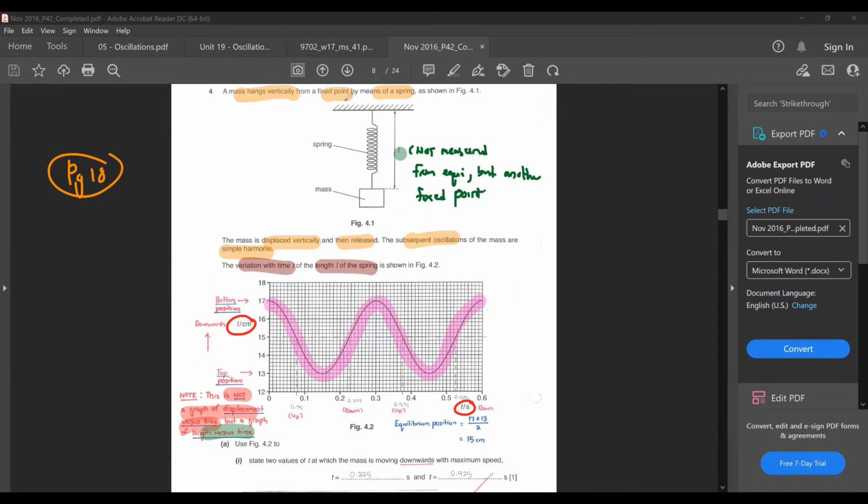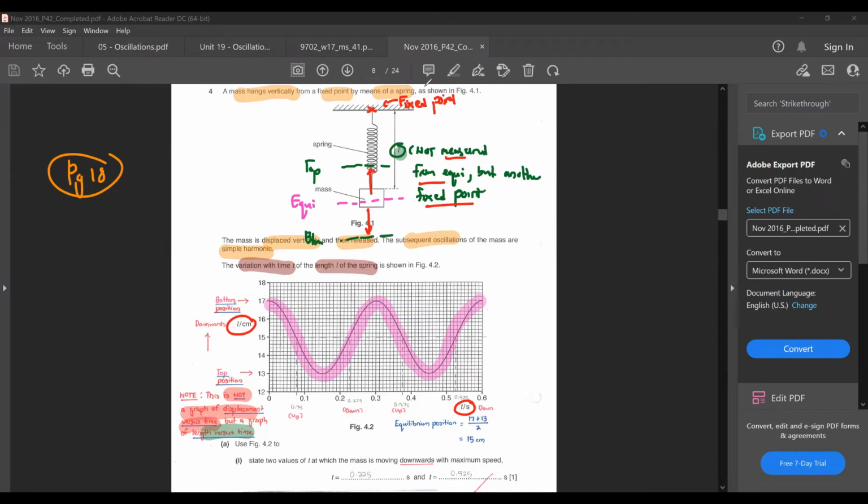All right, so your current case is that this length L is actually not really measured from equilibrium, but from another fixed point. This is the fixed point from which your length measurement is taken. If you imagine that this one is your equilibrium position, as your mass oscillates up and down, it will eventually touch the top position here, and then it will eventually touch the bottom position here.